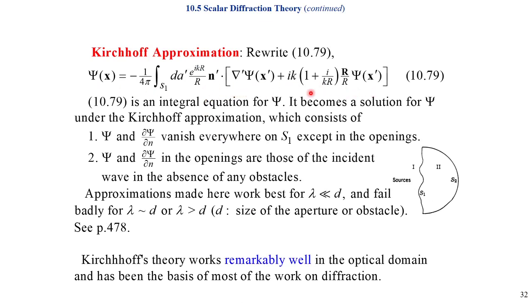Kirchhoff integral formula. And then we will make two assumptions, two approximations. The first one is that psi and its normal derivative on S1 are 0, except in the openings. Second, in the openings, they are just like the incident wave without the obstacles. Two assumptions, two approximations, that will simplify our calculation a lot. It works remarkably well in the optical domain and has been the basis of most of the work on diffraction.